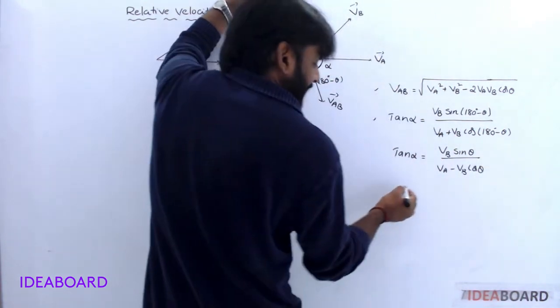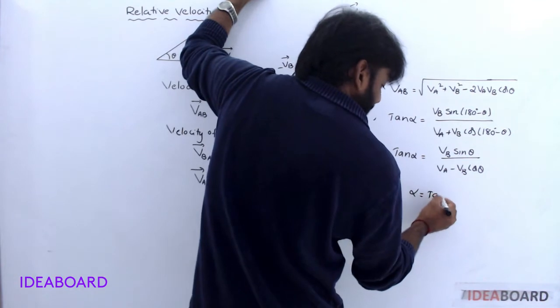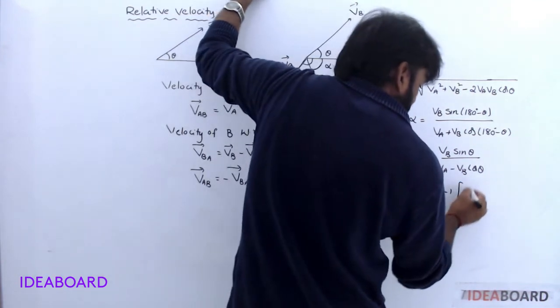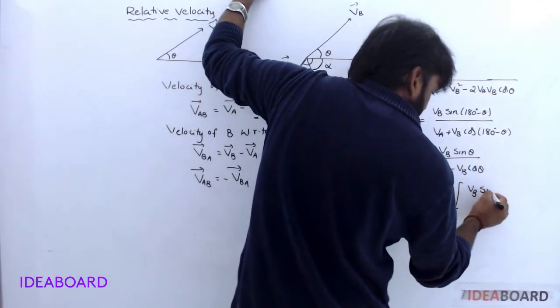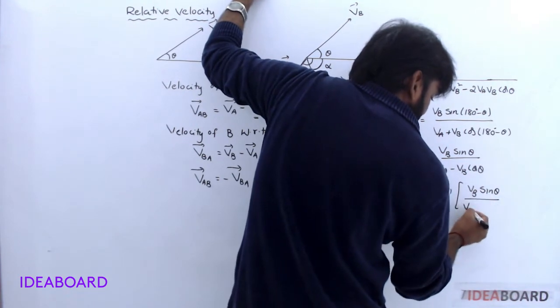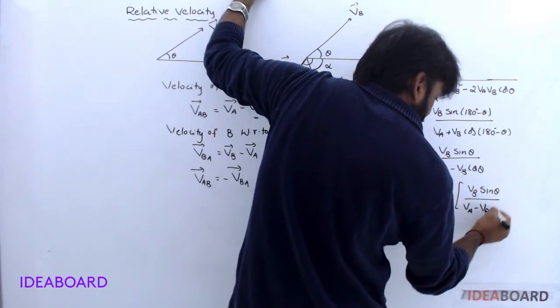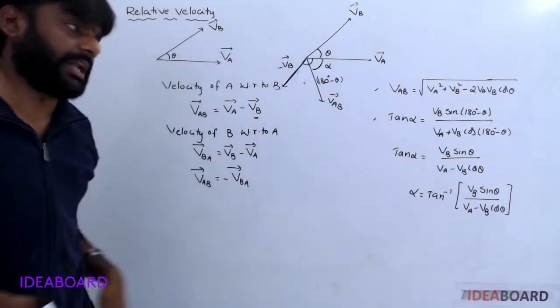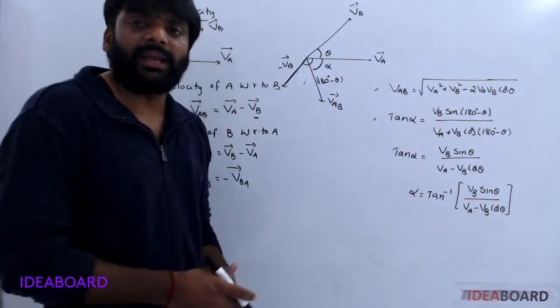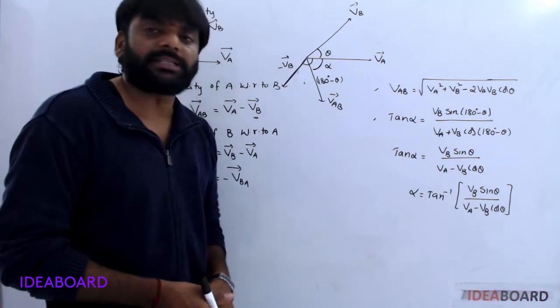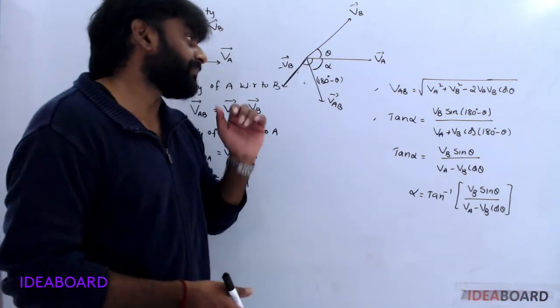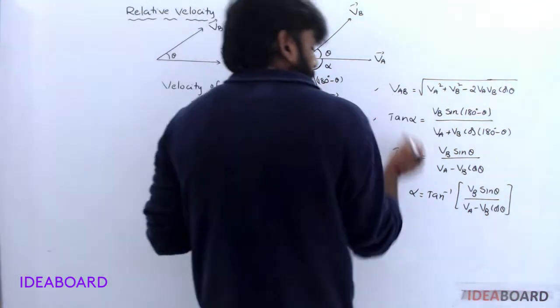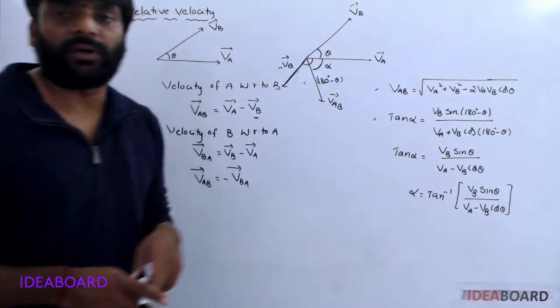Here alpha gives the direction. So alpha is equal to tan inverse of VB sin theta by VA minus VB cos theta. Understood? Okay. The first formula gives the magnitude. This one gives the direction. Okay.